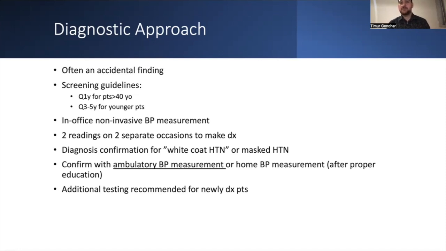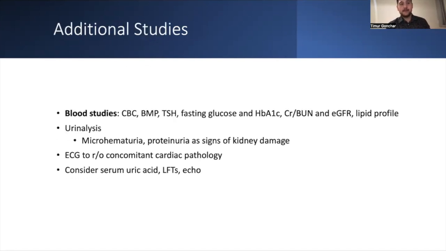There is also some additional testing recommended for newly diagnosed patients. So let's review that. Some of the studies are blood studies, including a complete blood count and basic metabolic panel, because we're gonna be willing to look at the red blood cell count to exclude something like polycythemia. For BMP, we're just gonna make sure there is no electrolyte derangement. You're also going to measure TSH to exclude some thyroid disease.